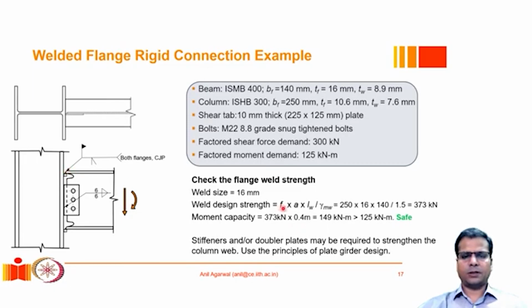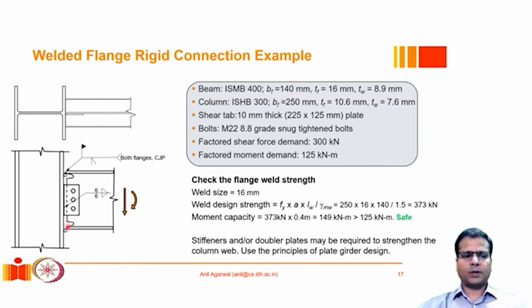So we will use the yield strength value Fy, and the throat thickness, that is a, multiplied by Lw. So a would be 16 millimeters, Lw would be the length of the weld, which is the same as the width of the flange. So we will take that as 140 millimeters, divided by the partial factor of safety. In this case, since this is a field weld, this symbol also represents that this is a field weld. Therefore, gamma mw will be equal to 1.5, and we substitute these values and we get the weld strength as 373 kilonewton.